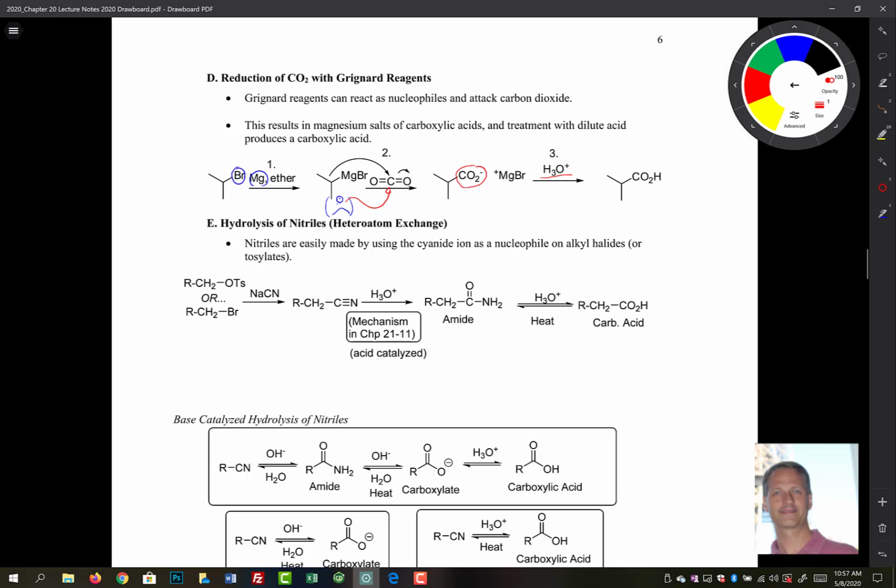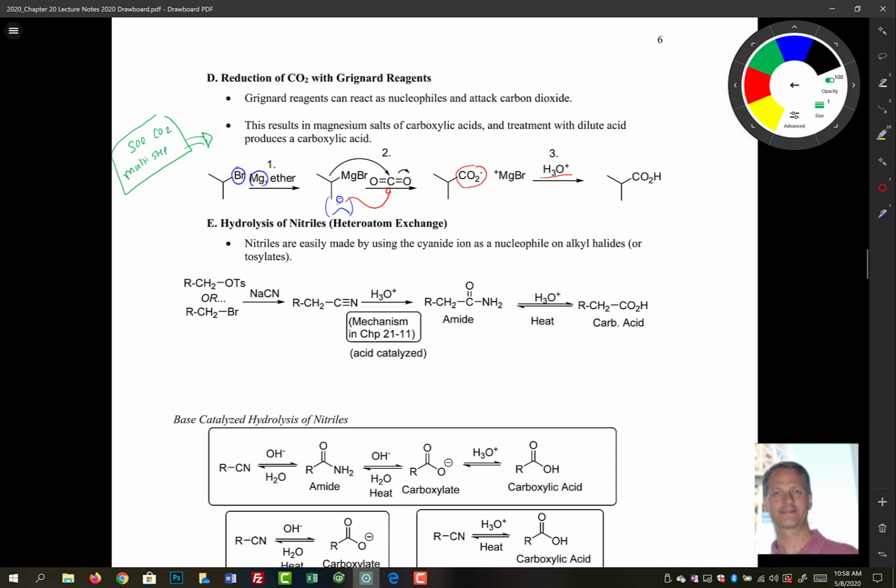So a side note on this one, if you see CO2 as part of a multi-step synthesis, you should be thinking of something like this occurring.